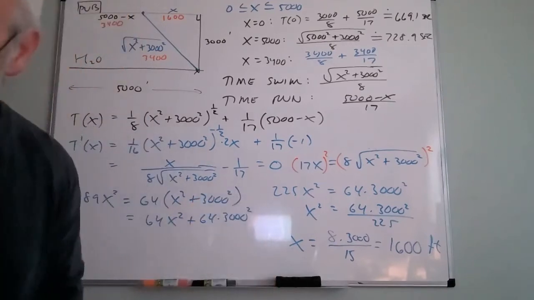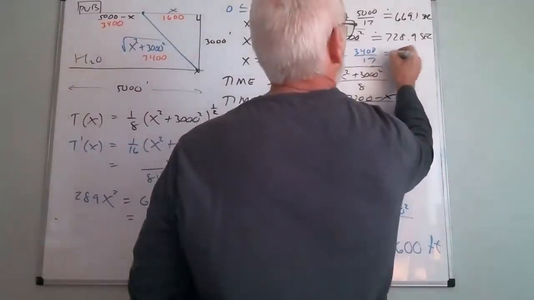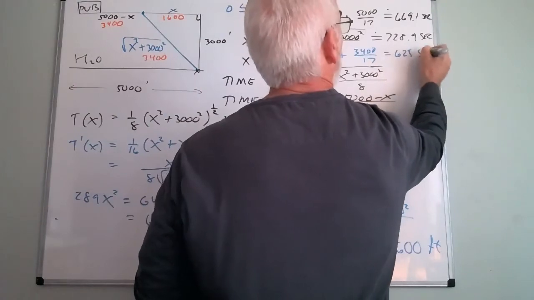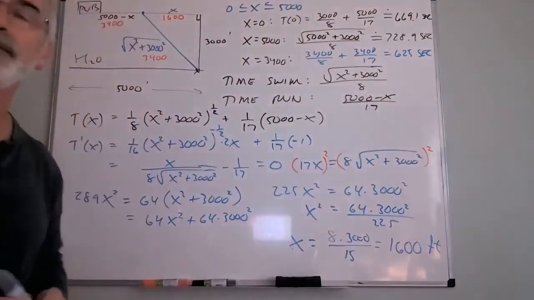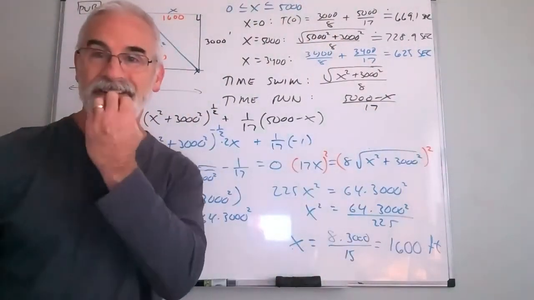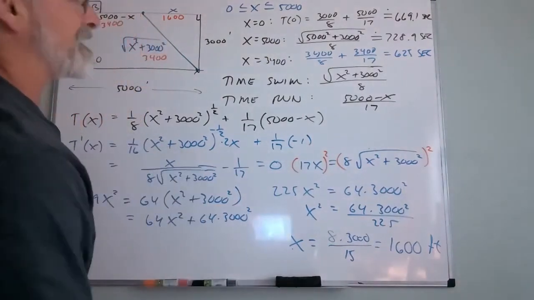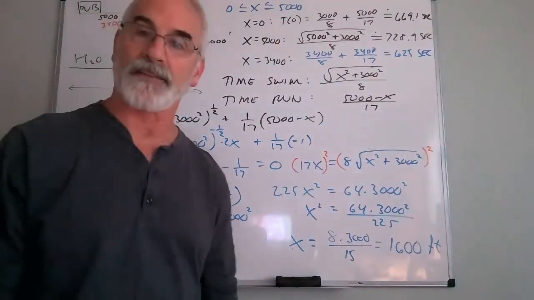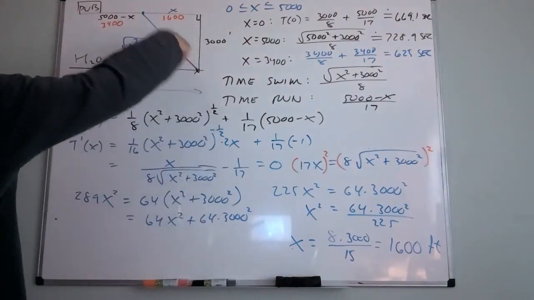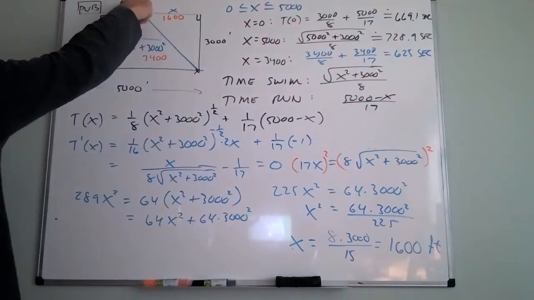That gives us exactly 625 seconds. So it turns out that is the best. Awesome. So what is that? That's 10 minutes and 25 seconds. So if I aim at this point right here, and then I run the rest of the way.